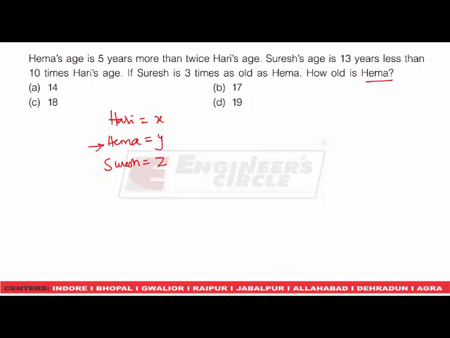Now from the first statement, Hema's age, that is y, is 5 years more than twice Hari's age. So Hari's age is x, twice, that is 2x, and 5 more, so 2x plus 5. Second, Suresh's age is 13 years less than 10 times Hari's age. So Suresh's age, that is z, is 10x minus 13. And the third statement is, Suresh is 3 times as old as Hema. So z is equal to 3y.